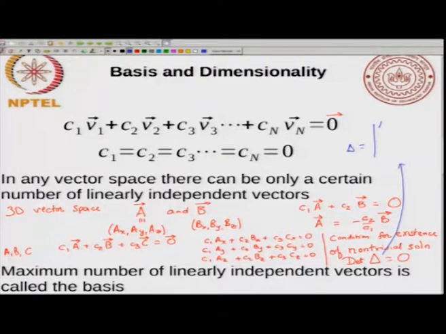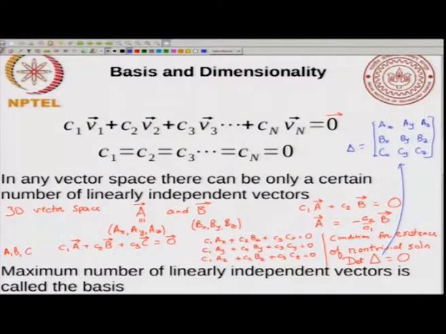Delta is this matrix: Ax, Ay, Az, Bx, By, Bz, Cx, Cy, Cz. If the determinant of this matrix delta is 0, then you say A, B and C are linearly dependent. If this determinant is not equal to 0, then A, B, C are linearly independent. So, in this way there are very easy ways to check whether two or three vectors are linearly dependent or independent.